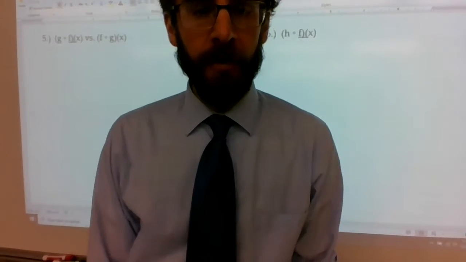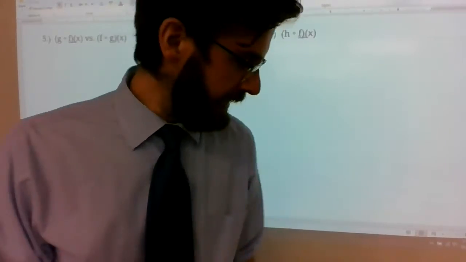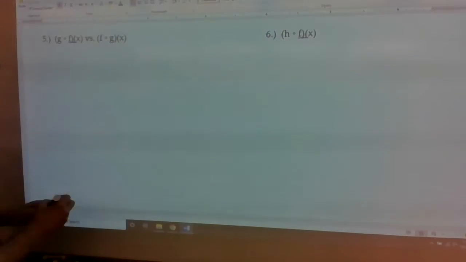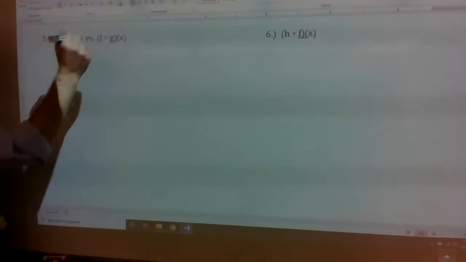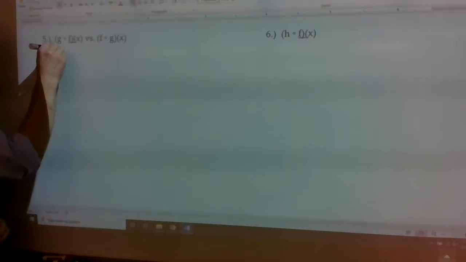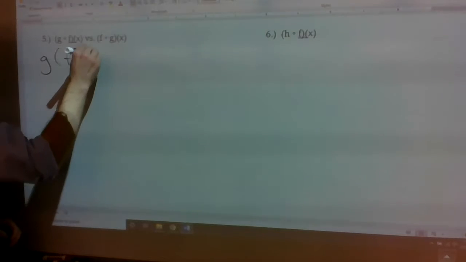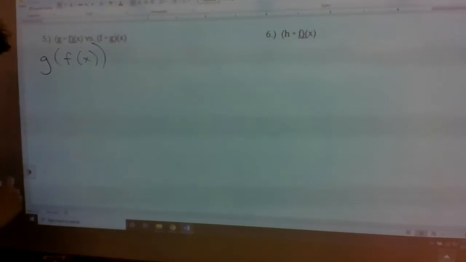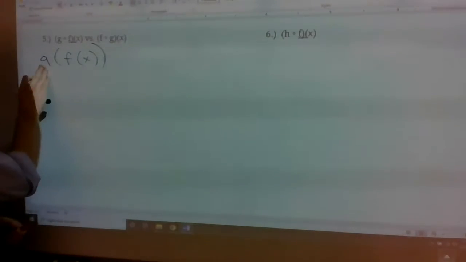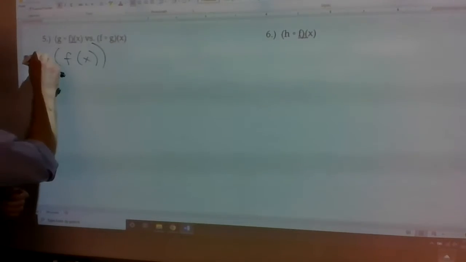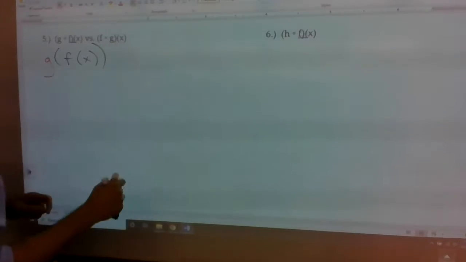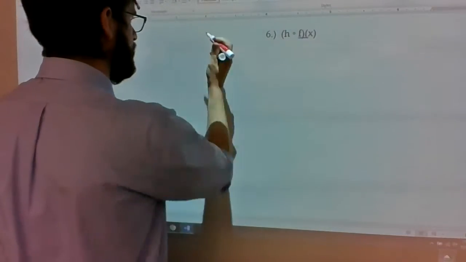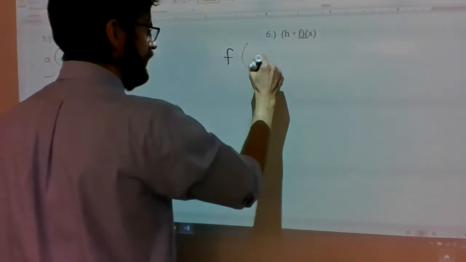I'm going to do number 5 over again, even though I really talked about it already in class. It's not an issue. So, this little notation here means g of f of x. In fact, I'll make the g red and the f of x black. So g of f of x versus f of g of x.